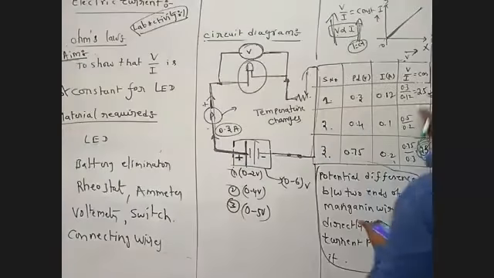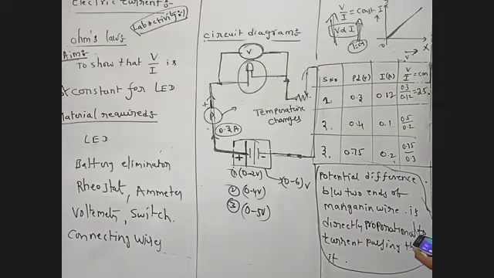Now find the value of V by I. It is not constant. For this one, 0.5 by 0.2. I am taking 0.2. Now this is a new value: 0.5 by 0.1, which is 5. Next, 0.75 by 0.2, which is 3.75.